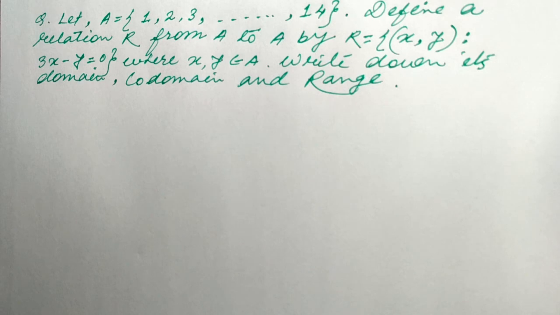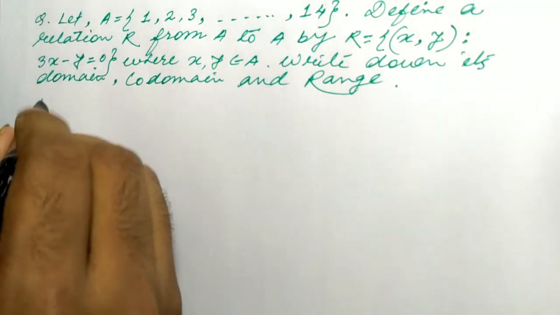Here we have given, let A equal to {1, 2, 3, up to 14}. Define a relation R from A to A by R equal to {(x, y): 3x minus y equal to 0, where x, y belongs to A}. Write down its domain, codomain and range. Okay, let's solve it.